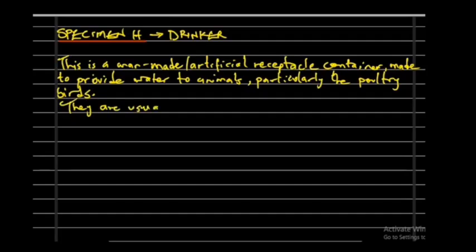They are usually made of steel, plastics, etc. These are things that could be used in the production of what we refer to as drinker. They are majorly made to provide water to the birds when the birds are in the poultry, particularly if they are in cages. So that is why we make use of drinkers.